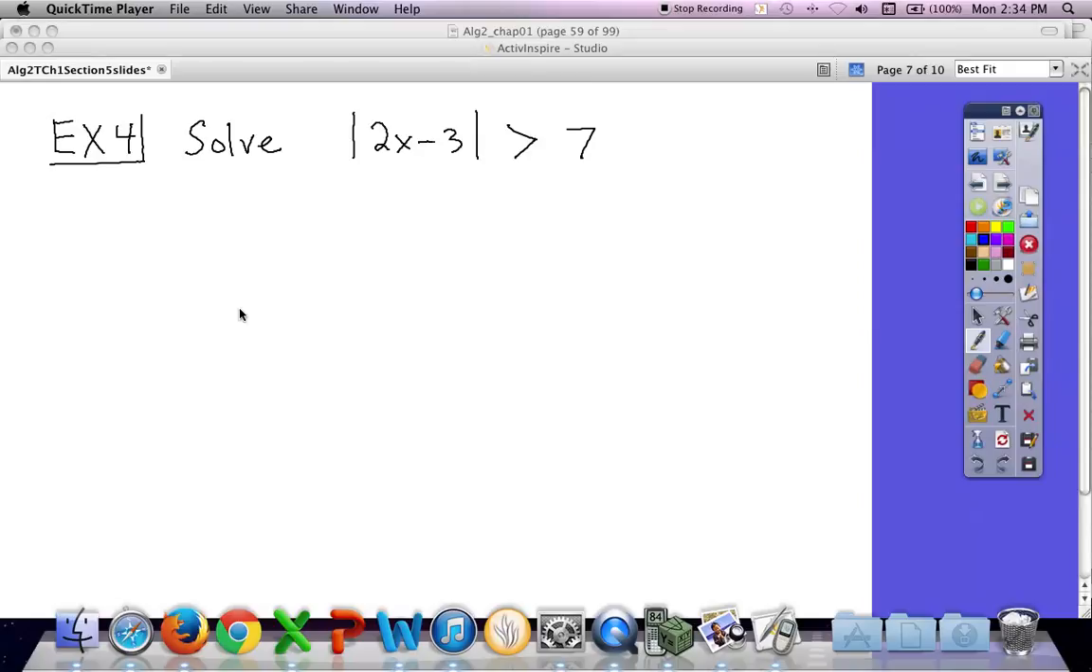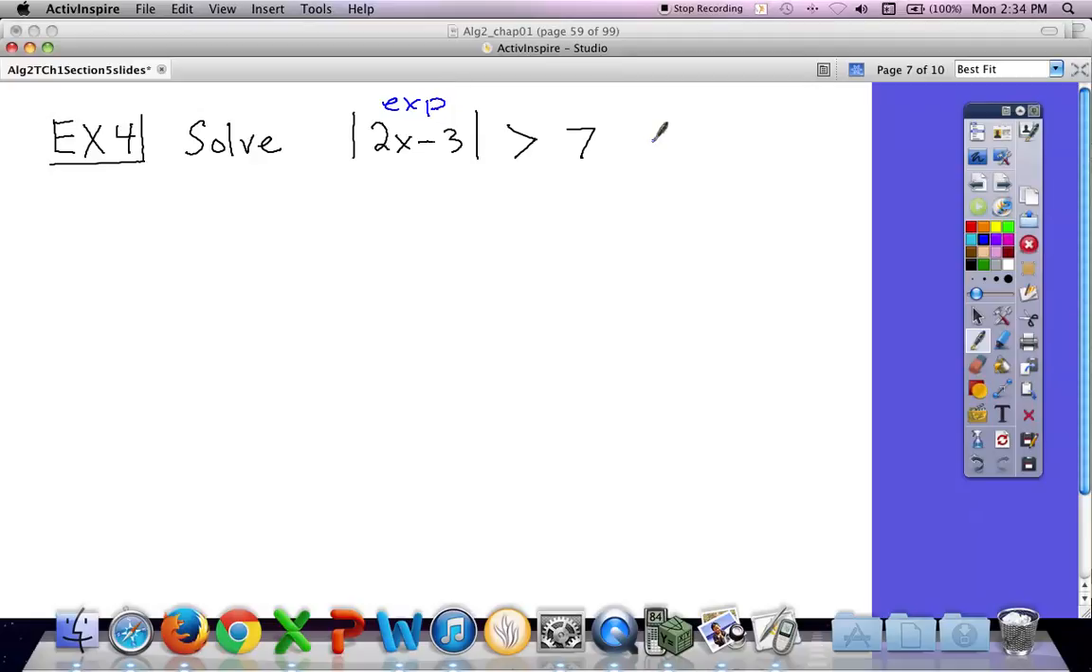The two kinds of inequalities are different in the way that we solve them, right? The absolute value greater than is different than the absolute value less than. So let's try to understand what we're looking at right here. We have an expression which is inside the absolute value and it has to be greater than 7, right? This is an expression.